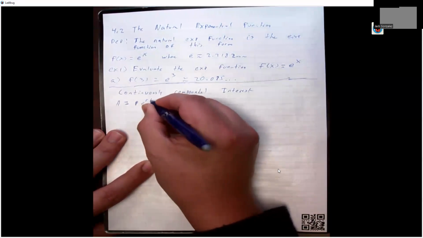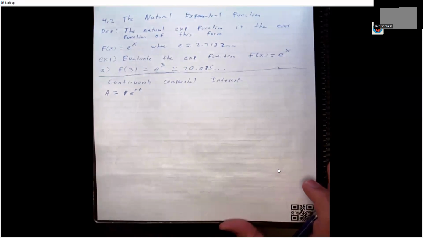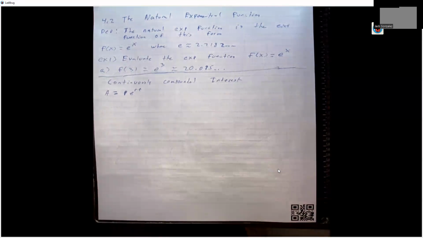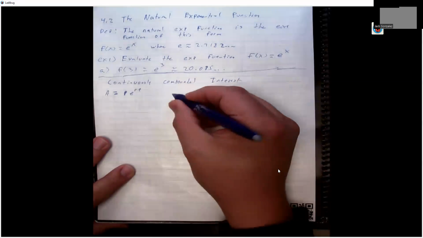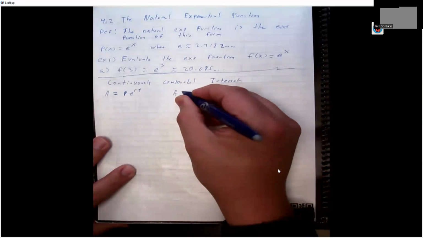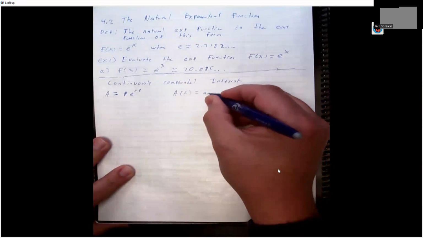It becomes e to the rt. You may see that proven in calculus if the instructor wants to prove it to you. So A is equal to P, the principal, and that inner piece transforms into e. Basically it's really the same formula, and this is the formula they mainly use for calculating credit card stuff because they want their money.